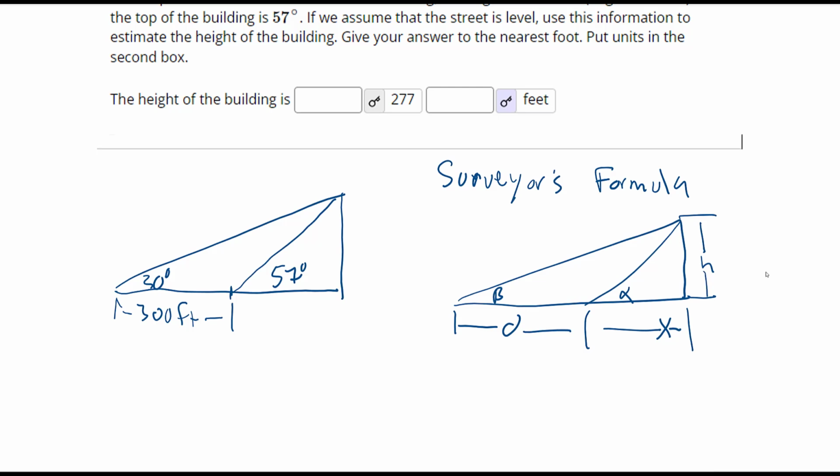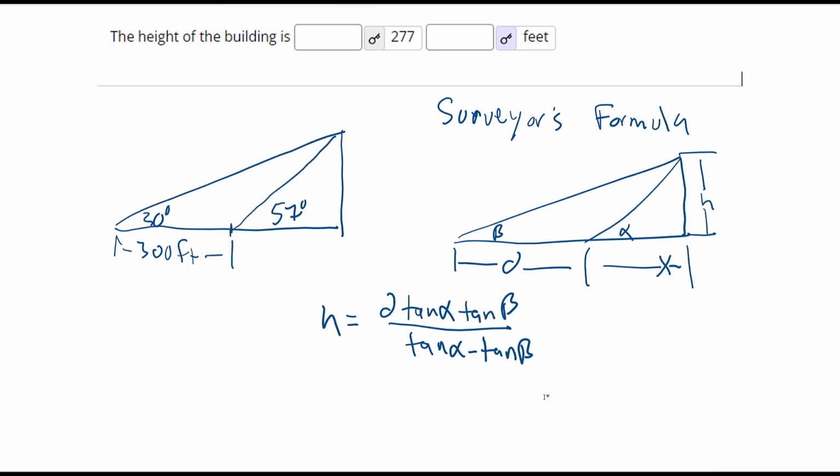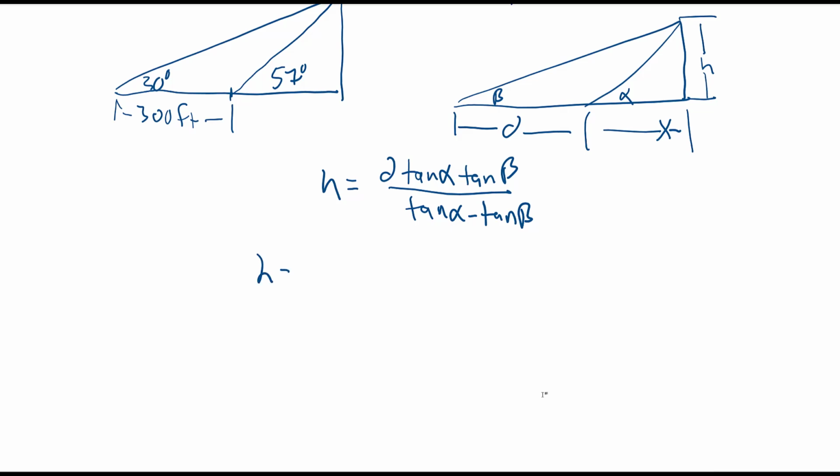And the way the formula goes, there are a couple different versions, a couple different ways to look at it. The long one is H equals D times tangent alpha times tangent beta over tangent alpha minus tangent beta. And this actually might be the easiest way to go about it. The shorter formula, but this is not in the calculator, would be H equals D over cotangent of beta minus cotangent of alpha. And this last one's what I usually use.